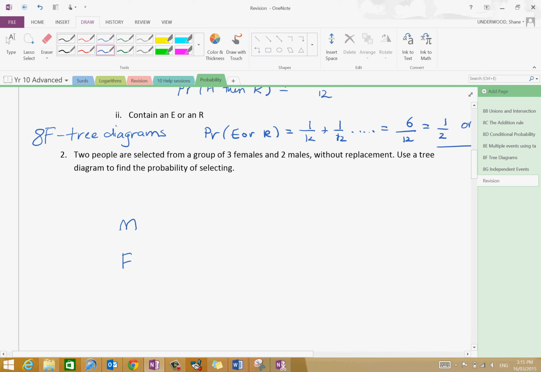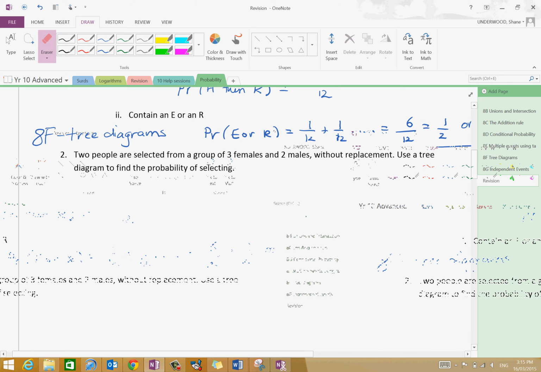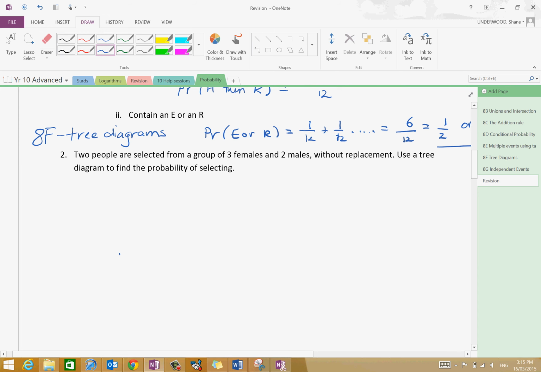Now, a male or a female, I might create myself a little bit more room. So, let's do it. We've got a male or a female. Okay, now if I select a male, we've only got 1 more male to select from, because it says here we've got 3 males and 3 females or 2 males. So what we can do is we've got a male, then we've got a female, we've got 3 females to select from. And there's our probabilities.